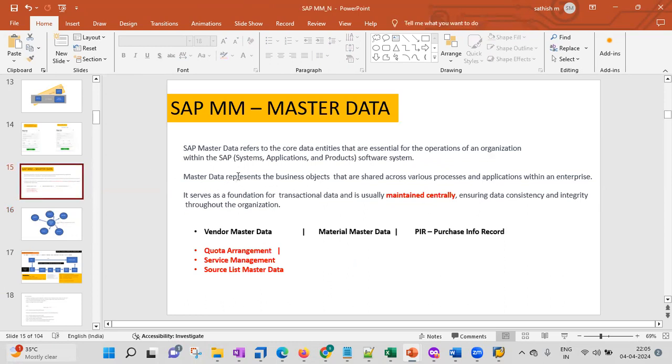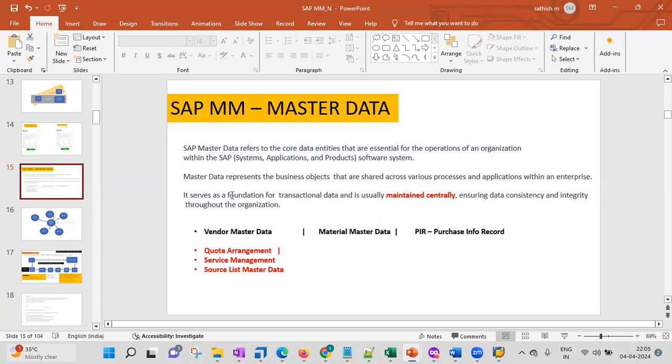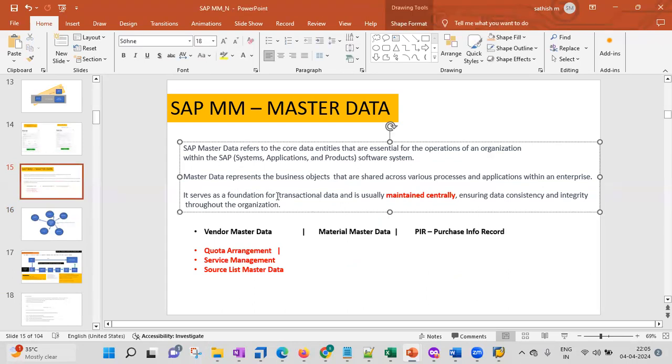That is what master data represents: business objects that are shared across various persons, various departments, various processes and applications within the enterprise ERP. Clear now? Now, another one. It serves as a foundation for transactional data. This is the center where company code is serving as a foundation for a transaction, for transaction purposes. Transaction data, and usually maintained centrally.